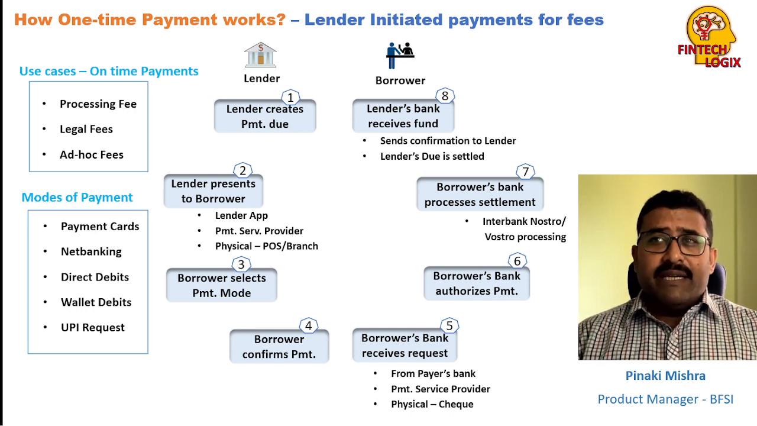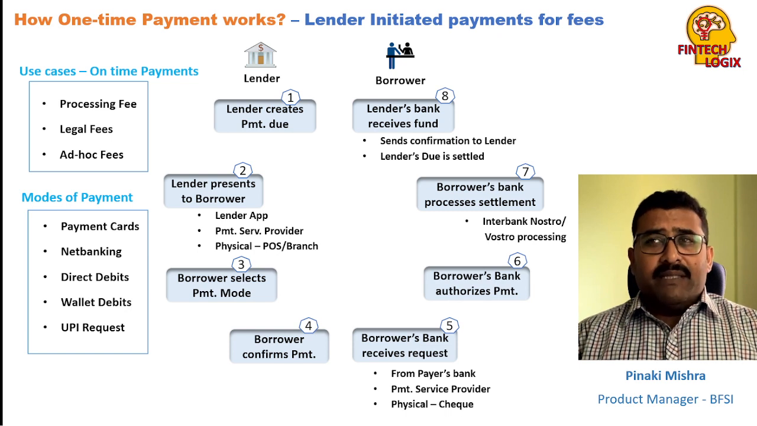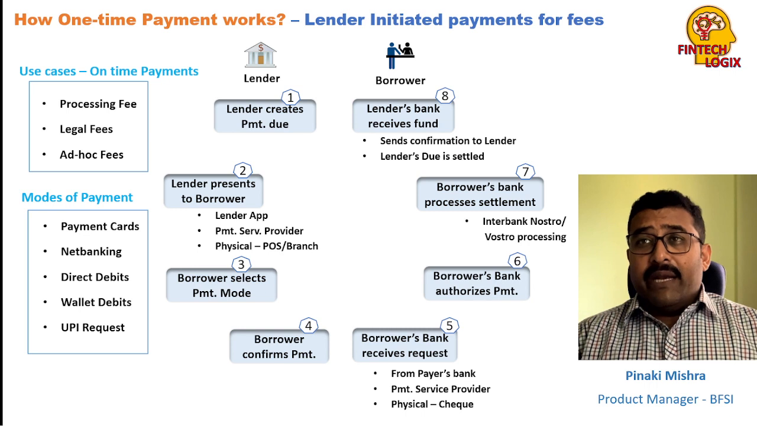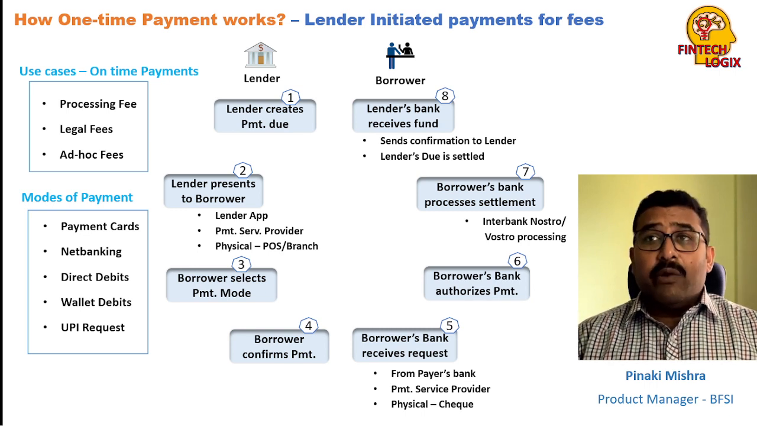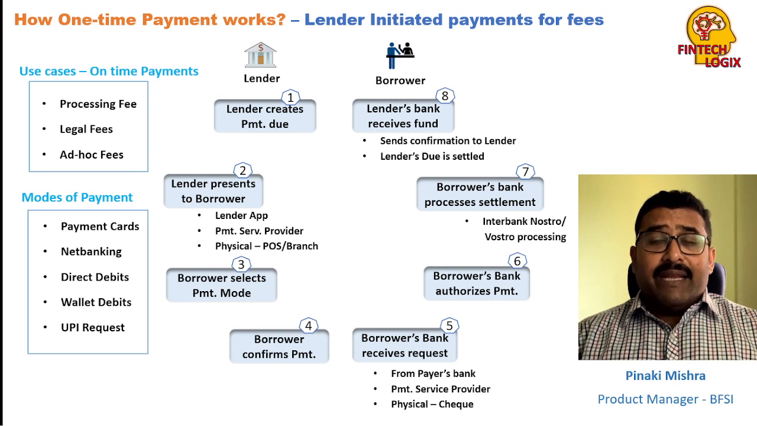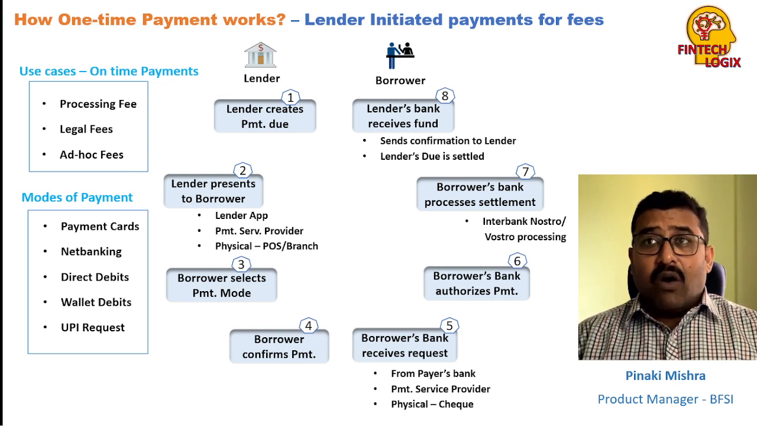Now because this is initiated by lender, what can be the modes of payments? It can be through a payment card. You can use your credit card and debit card to pay those dues. You can use your net banking to pay those dues, or it can be through your direct debits, wherein these fees are added to the normal dues like your installments and can be collected by your normal direct debits, or else it can also be through your wallet debits or even UPI requests. So these are the different kinds of payment modes through which this payment can be collected by the lender.